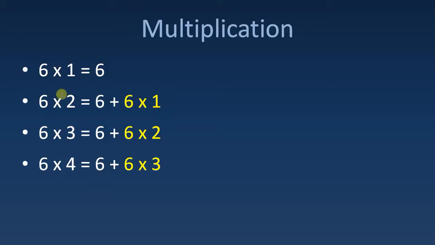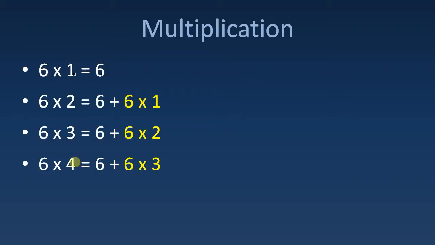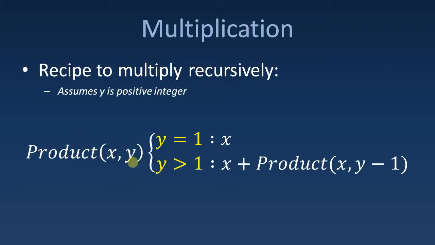To take this pattern and write it as a mathematical recipe, we could say that the product of x and y, well, if y is 1, then the answer is just x. Right? 6 times 1 is 6. Well, if y is greater than 1, how do we do 4? Well, we do 6 plus 6 times one smaller number. So how do I do x times y in general? Well, it's going to be one copy of x plus the product of x times y minus 1. Right? 6 and 3 if my current number is 4.